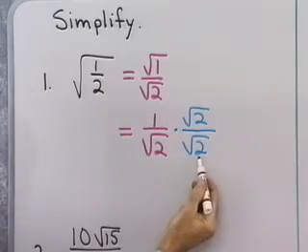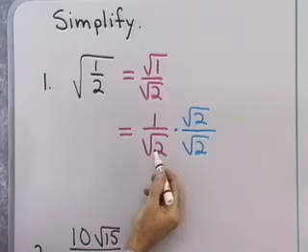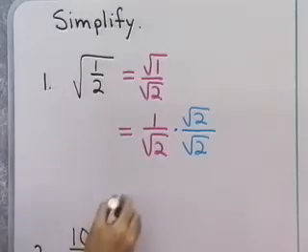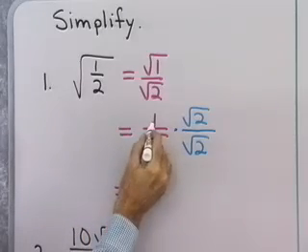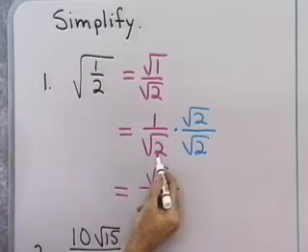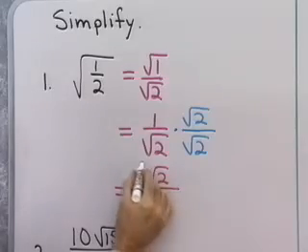This is the number 1, so multiplying by 1 won't change the value, but square root 2 times square root 2 is the square root of 4, which is just simply the number 2. So I multiply on top 1 times square root 2 and I get square root 2. On the bottom, square root 2 times square root 2 is the square root of 4, which is just 2.